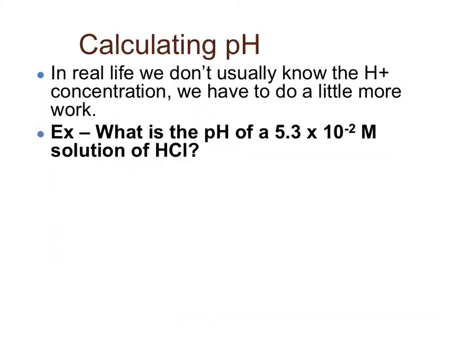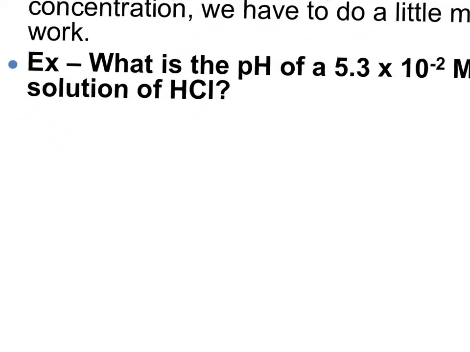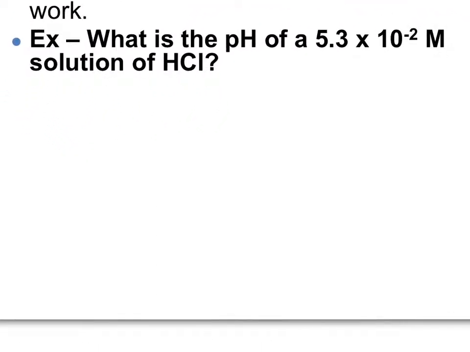All right, so let's look at a real-world problem of calculating pH. So the question is, what is the pH of a 5.3 times 10 to the negative 2 molar solution of HCl? Okay, so with these, the first thing you're going to want to do is write the dissociation equation of your compound. So in this case, we have HCl.